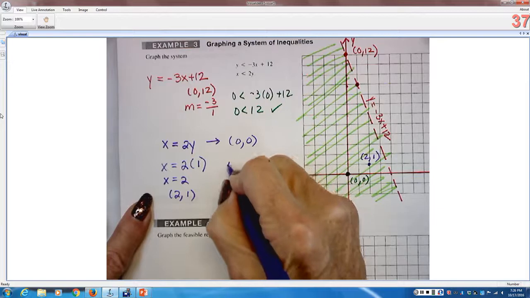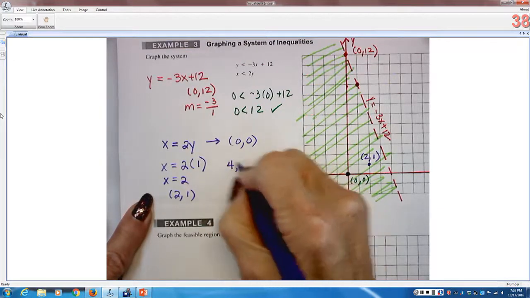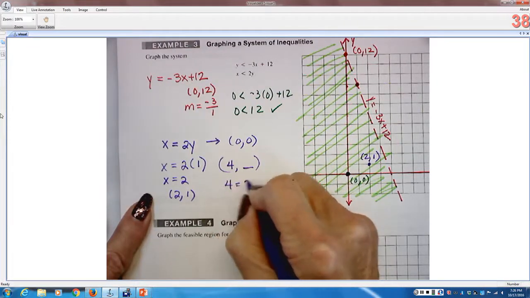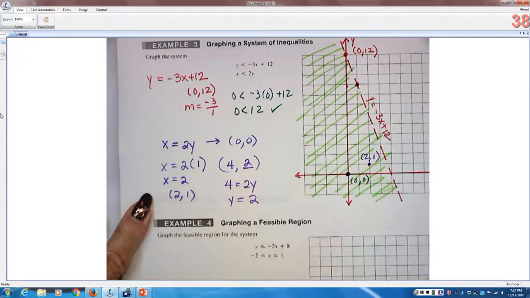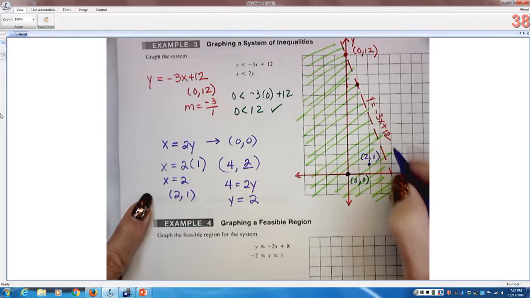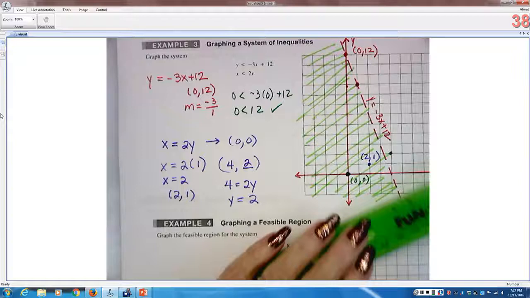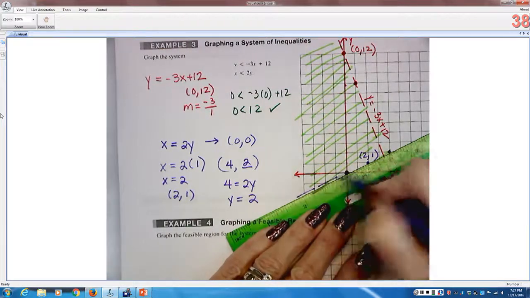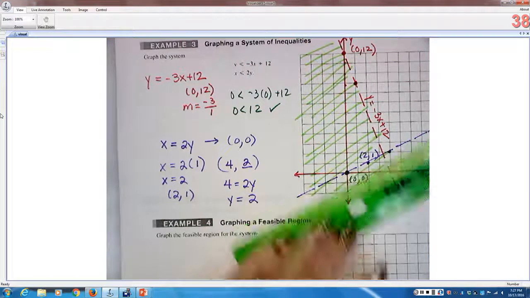So let's say we had chosen x to be 4 and want to find out what y is. Well, 4 equals 2y. That means y is equal to 2. So the point 4, 2 should be on that line. 1, 2, 3, 4, and up 1, 2. So here's what that line looks like. And again, we're using a dashed line because there's no equals to in that inequality.